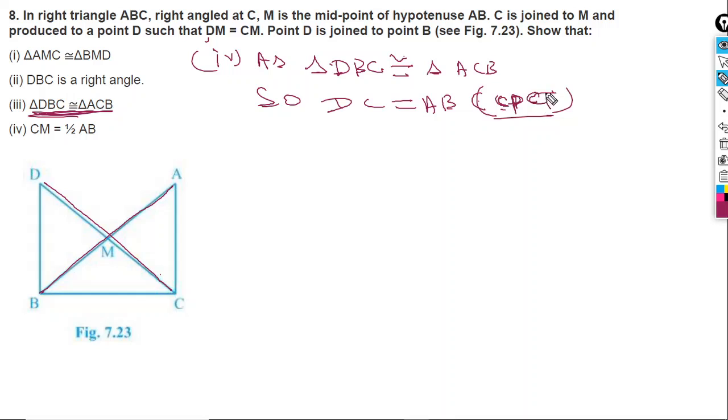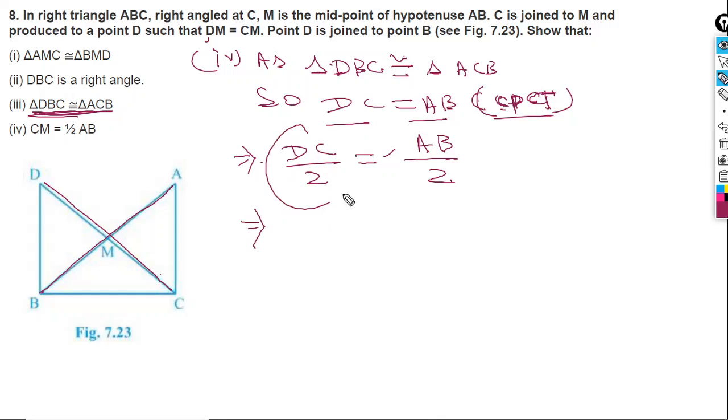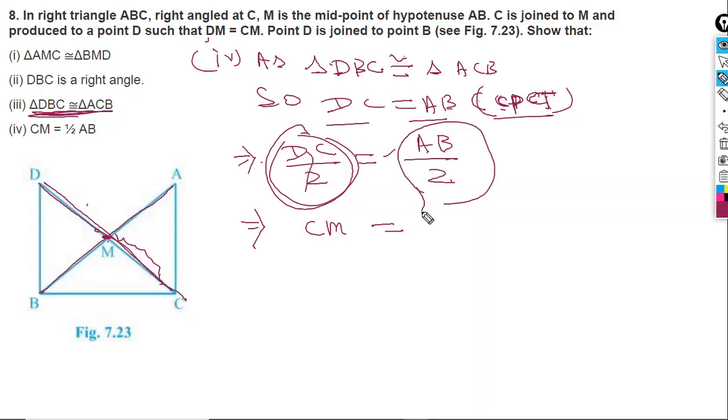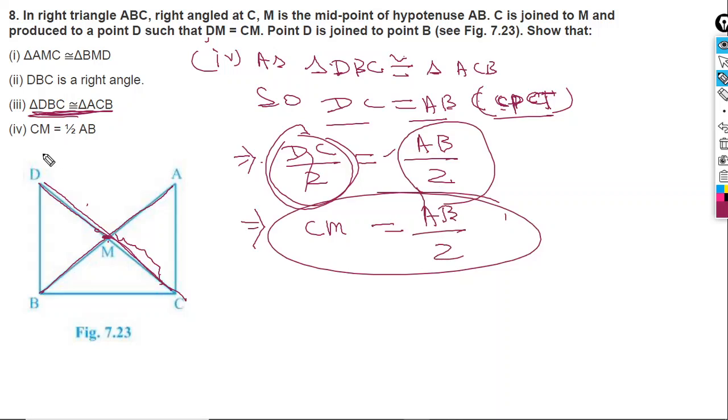CPCT. We have DC equal to AB, which implies that DC by 2 equals AB by 2. Now look at the figure: DC divided by 2 will be equal to CM, as M was the midpoint. So instead of DC by 2 we can write CM equals AB by 2. So this is the proof of the IV part.